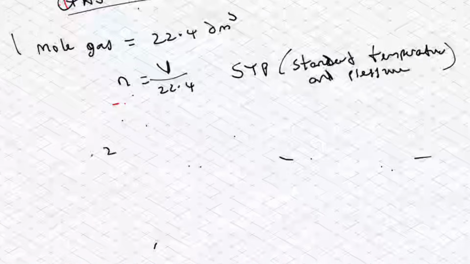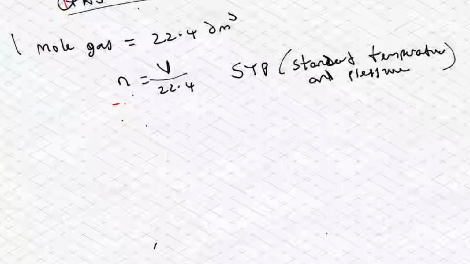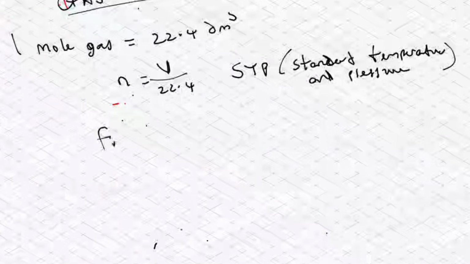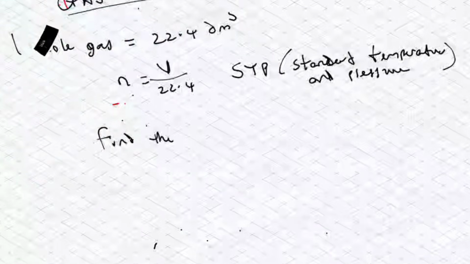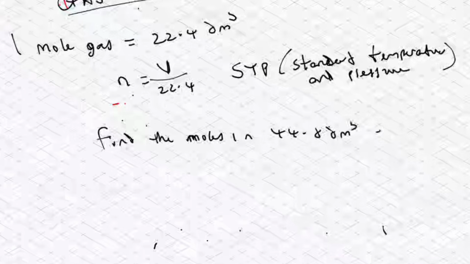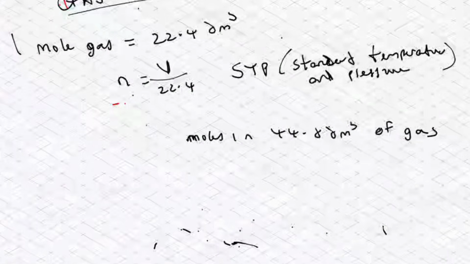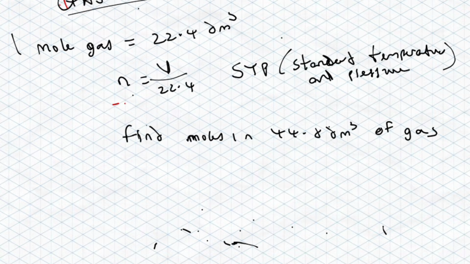The question says 12 grams of helium, convert it to number of atoms. Or let's take this one first: find the number of moles in 44.8 dm cube of gas. Okay, so this is the question. The question is very straightforward. Find the number of moles in 44.8 dm cube.